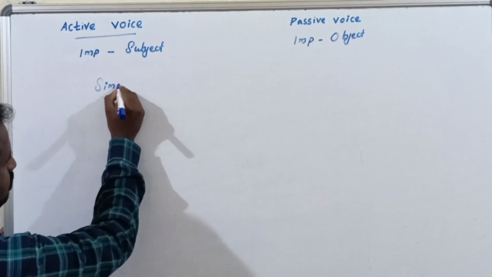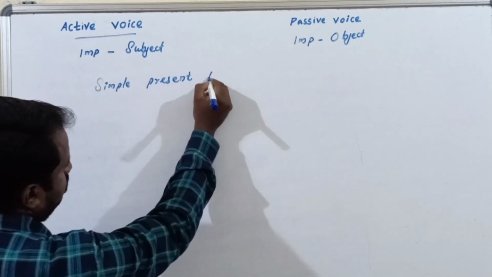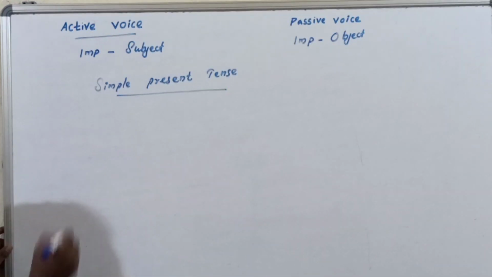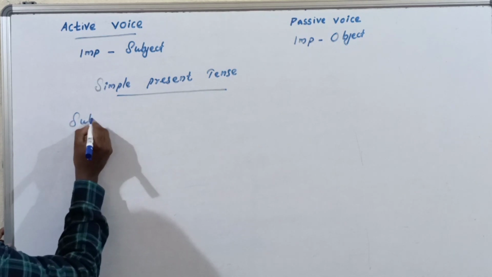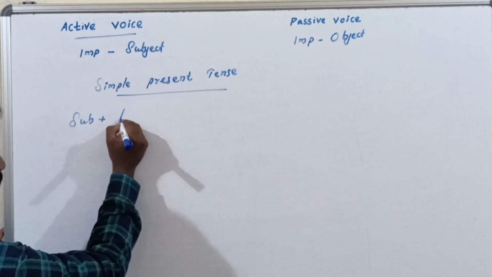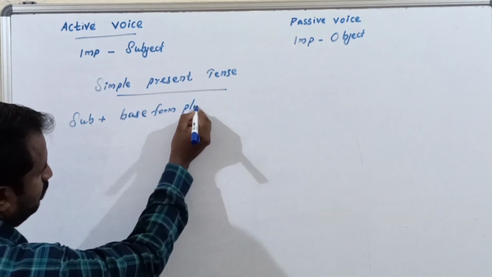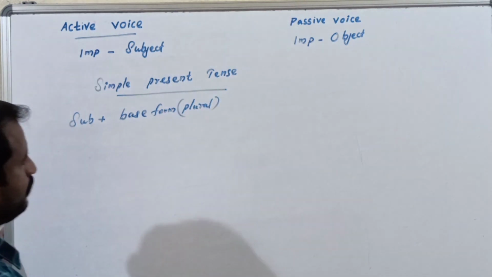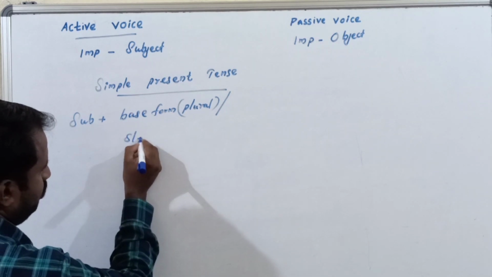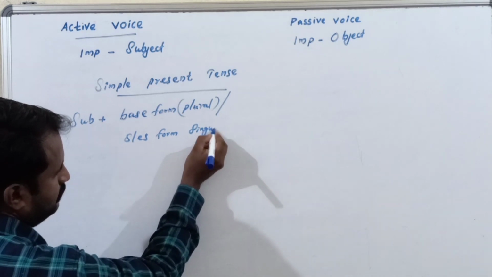Simple present tense. What is the active form? Subject plus base form of the verb with the plural subject, or s form, that is, the s/es form with the singular subject.